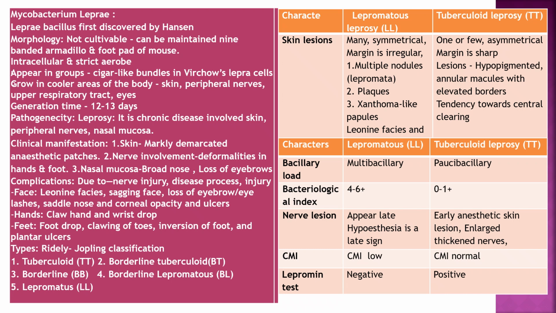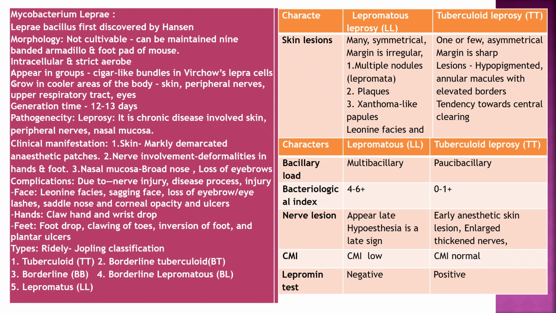Nasal mucosa, broad nose, loss of eyebrows. Complications due to nerve injury, disease process, injury: face, leonine facies, sagging face, loss of eyebrows and eyelashes, saddle nose and corneal opacity and ulcers. Hand, claw hand and wrist drop. Foot drop, clawing of toes, inversion of foot and plantar ulcers. Types according to Ridley-Jopling classification: tuberculoid TT, borderline tuberculoid BT, borderline BB, borderline lepromatous BL, lepromatous LL.